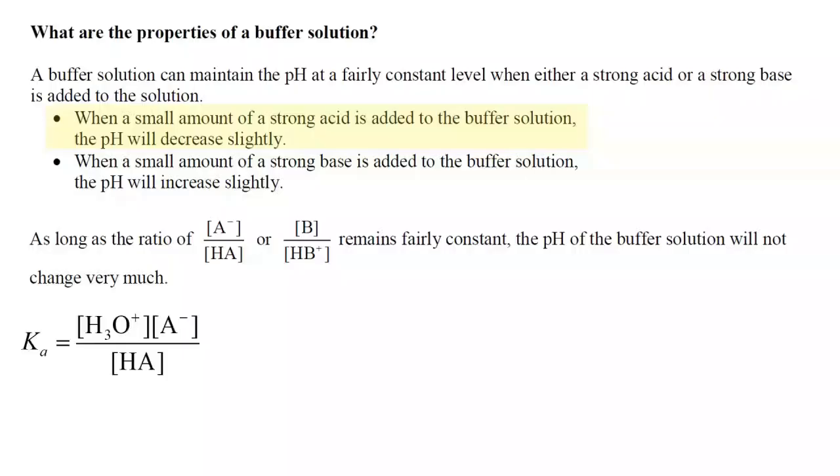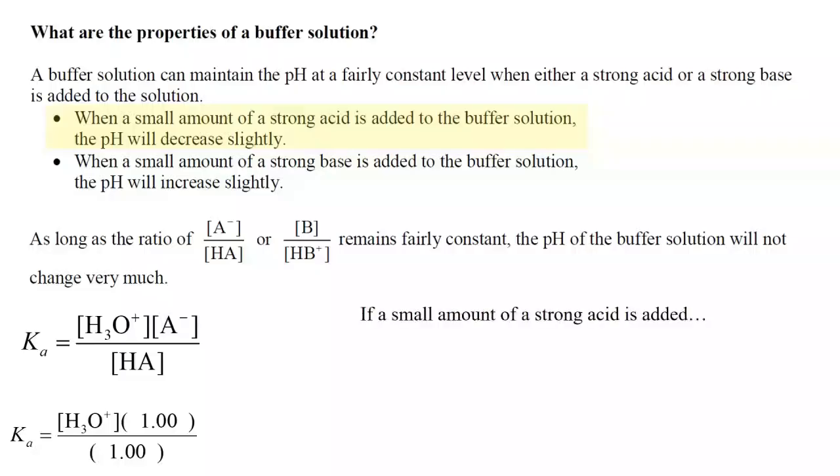So here is the Ka expression. Suppose you start with a buffer solution in which the concentration of HA, the weak acid, is the same as the concentration of the conjugate base, A-. And if a small amount of a strong acid is added to the buffer, then this chemical reaction would take place. A- would react with the hydronium ion from the strong acid to produce the weak acid HA and water. Look at the Ka expression. The concentration of A- would decrease. The concentration of HA would increase.